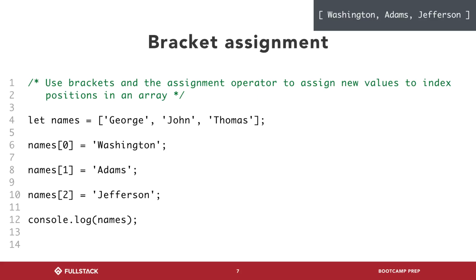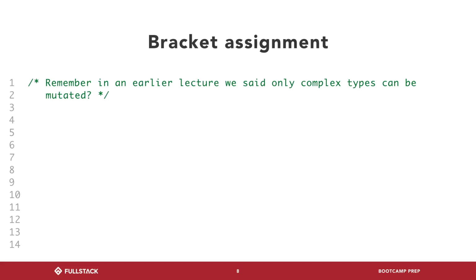And then bracket assignment basically just means, if I want to override an existing element with a new element, how do I do that? It's basically the same as bracket notation, except now we use an equal sign, the assignment operator, and say make the element at the 0th position, aka the first element, equal to Washington, and so on and so forth. Once again, very straightforward. This pretty much follows how we traditionally think about variables and variable assignments. Oh, sorry.